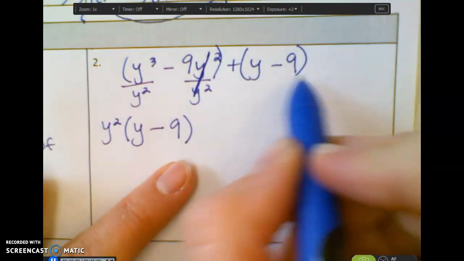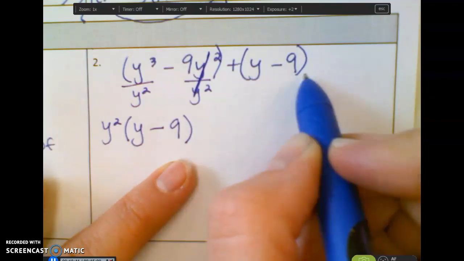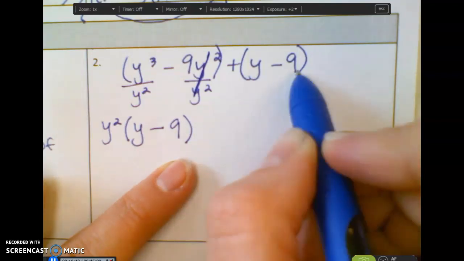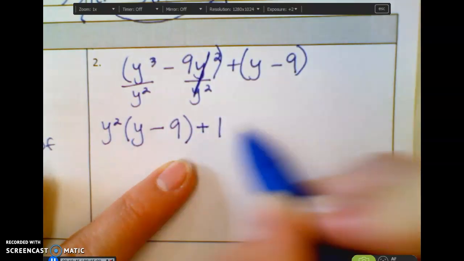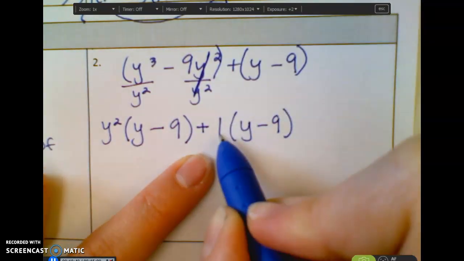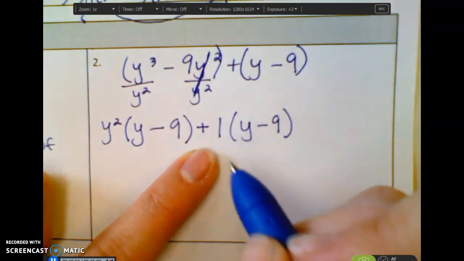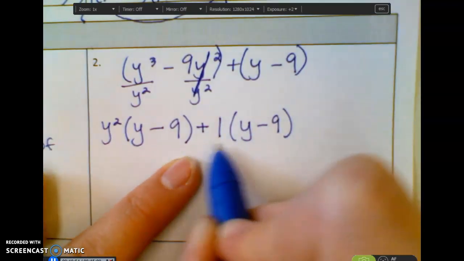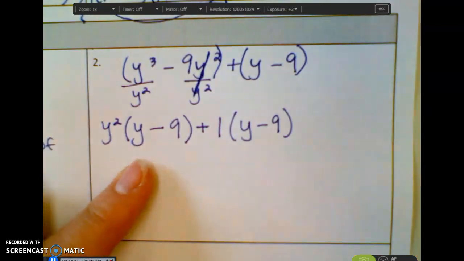Now what about this one? Y minus 9. Is there any GCF there? No, there's nothing that they share. So actually we can just bring out a 1, or in other words, no GCF. All we could take from both of those is a 1. But I'm going to go ahead and write that down because that'll help us in a second.